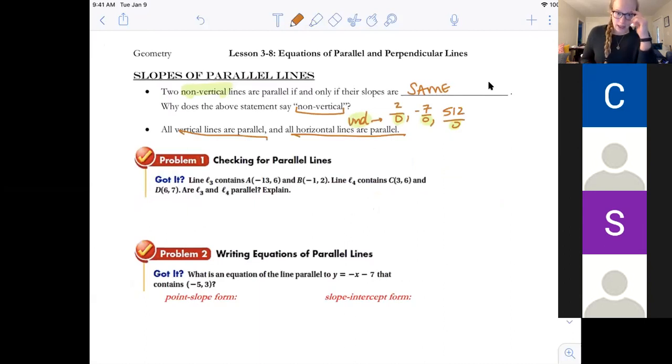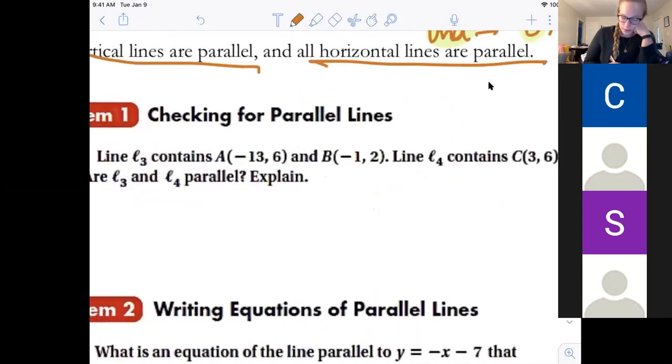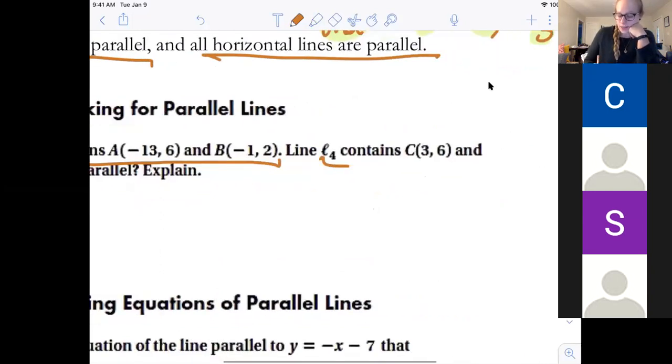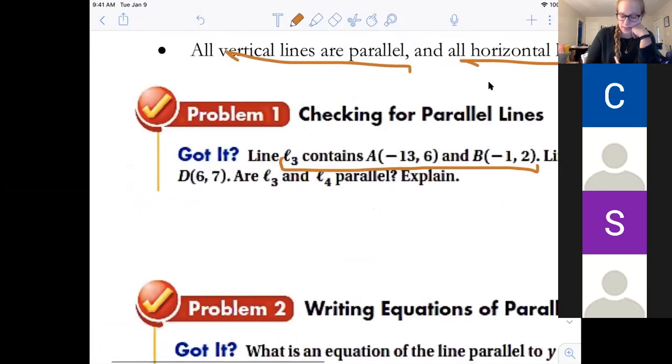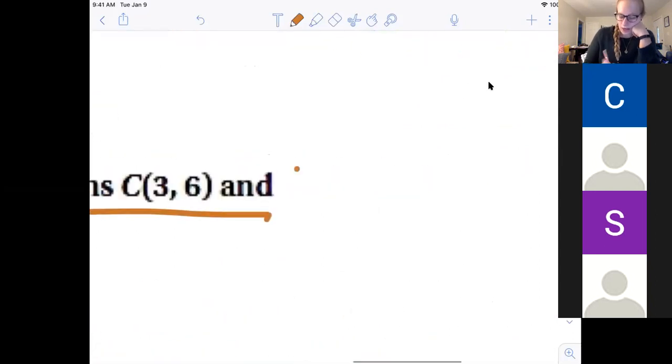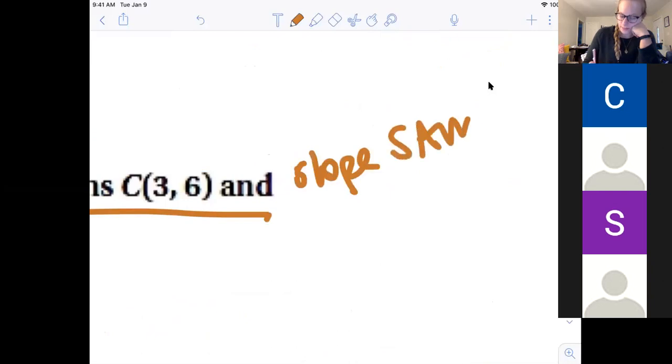First thing we're doing is we're checking to see if these lines are parallel. So I gave us two lines. Line 3 has the point (-1, 3.6) and (-1.2). And then line 4 contains (3.6) and (6.7). We want to see if they're parallel. Well, we can see if they're parallel by seeing if their slopes are the same. Are their slopes the same? That's what I'm asking myself, and that's what we're going to find.